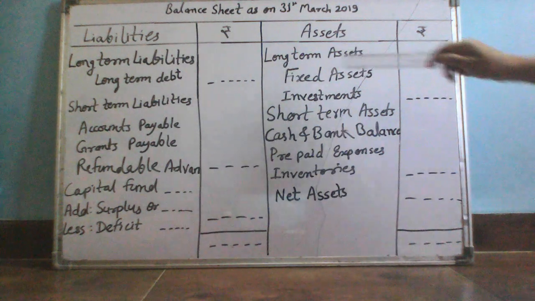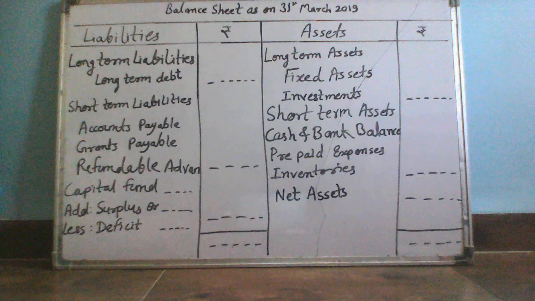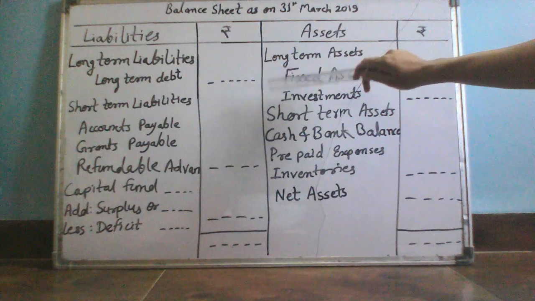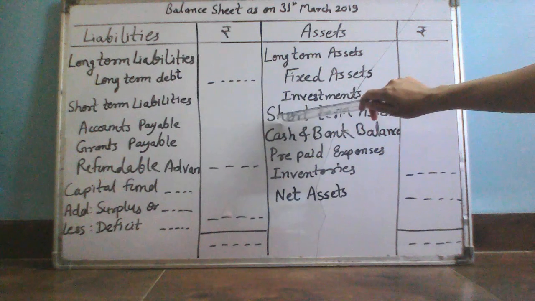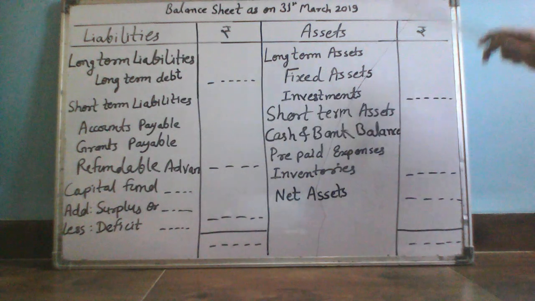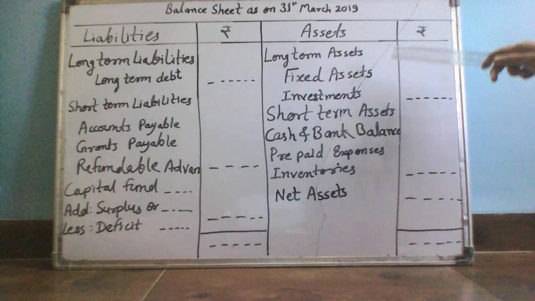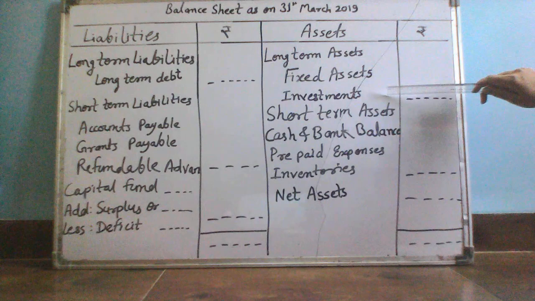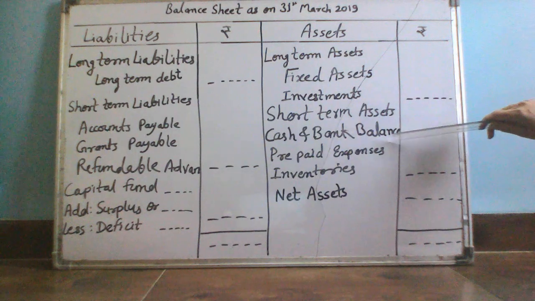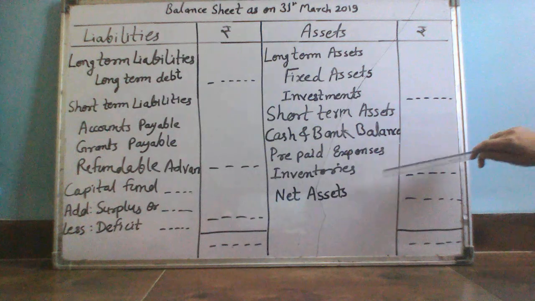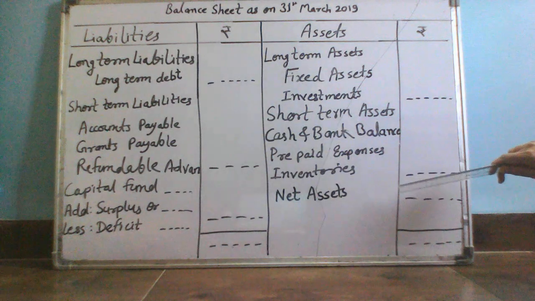Just like this. Now on the liabilities side, we will write long-term liabilities, long-term debt, short-term liabilities, accounts payable, grants payable, refundable advances, and on the asset side we will write long-term assets like fixed assets, investments, short-term assets like cash and bank balance, prepaid expenses, inventories, net assets, etc.